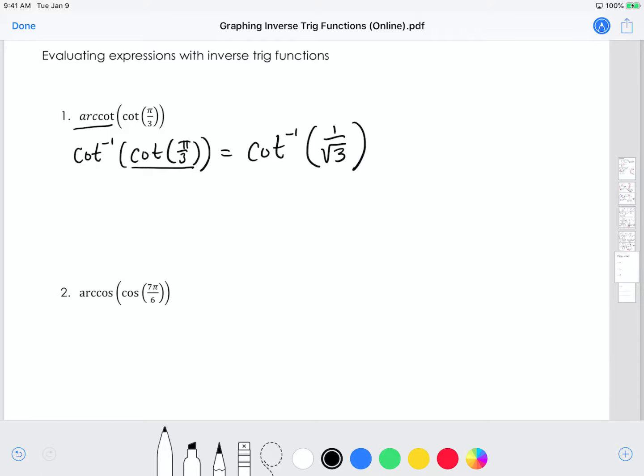So now with cotangent, our output should be an angle, but we specifically said for our range for cotangent, it should be in either quadrant 1 or quadrant 2 because we're going from 0 to pi. So in quadrant 1 or 2, where is cotangent 1 over the square root of 3? Well, that would be pi over 3. So our answer for this expression is pi over 3.